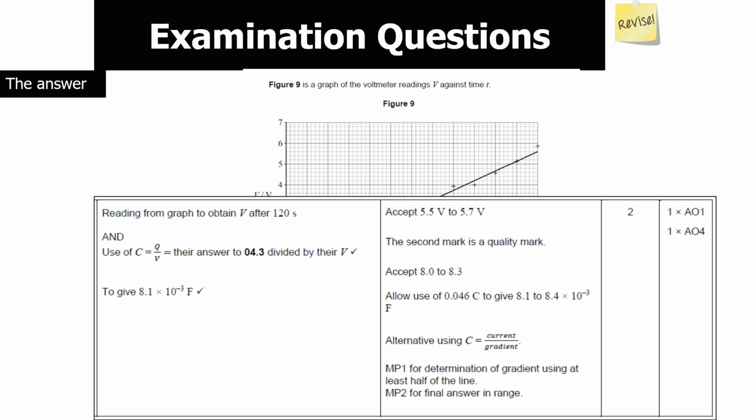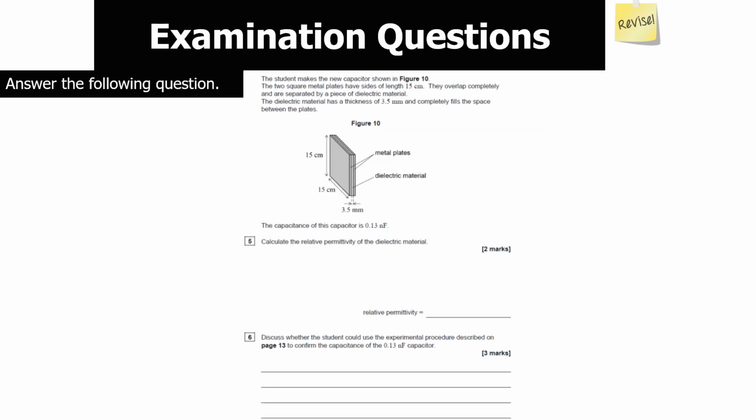we've just worked it out in the previous question, divided by our value for V, and we get 8.1 times 10 to the minus 3 farads. The next question says the student makes a new capacitor as shown in figure 10.